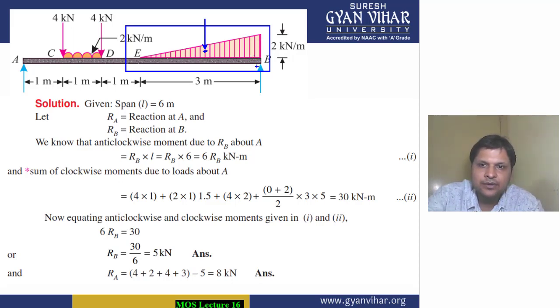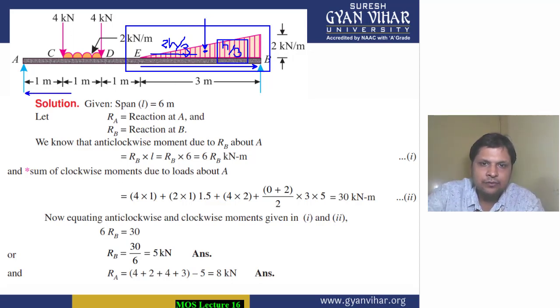It will be considered at a location of h by 3. If the total from here to here you are taking h, then from the base it will be taken as h by 3, and from the top point it will be taken as 2h by 3. Now what is the h here? Total distance is 3 meter, means from this particular portion this will be equal to 1. And from here it will be equal to 2h by 3, means 2 into 3 by 3, means 2.